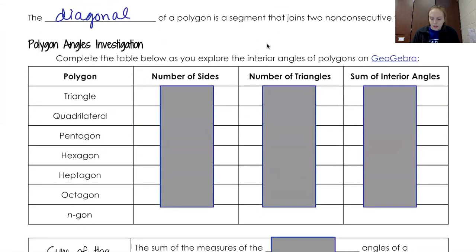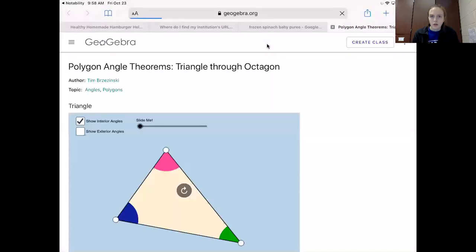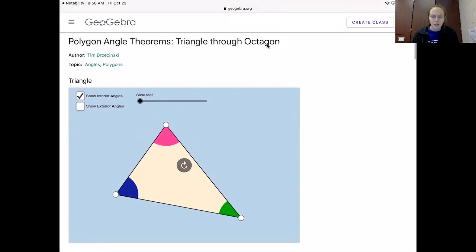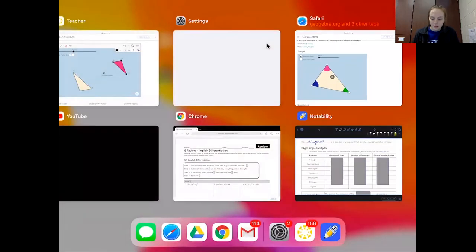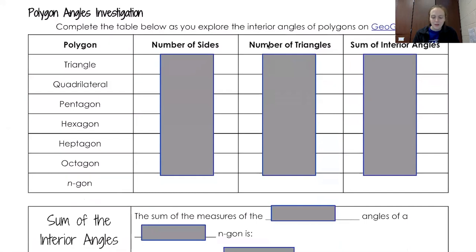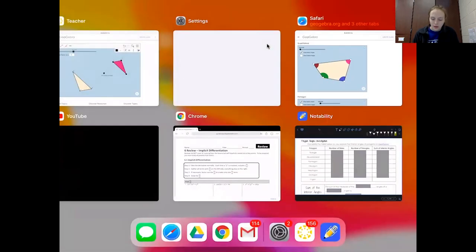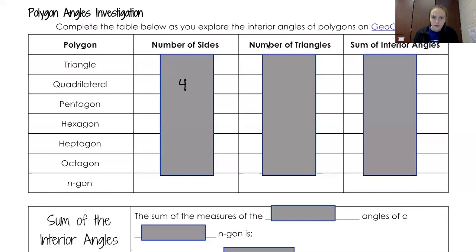Okay, so go ahead and go to this GeoGebra link. It should be linked in Canvas for you. And you're going to explore this little exploration here and use the table in Notability, in your notes, to fill out the number of sides. So for instance, I will do the quadrilateral here real quick. I can see that there's 4 sides on the quadrilateral. So I go to the table and I write a 4 in here on number of sides.